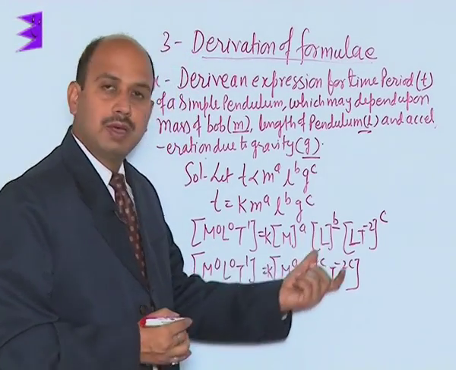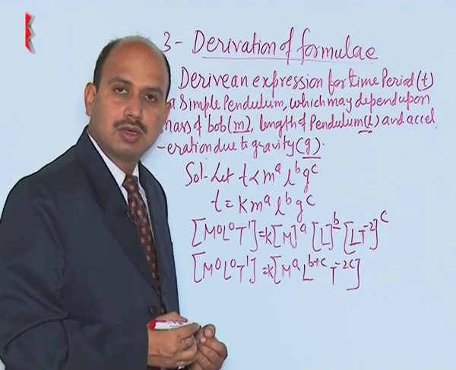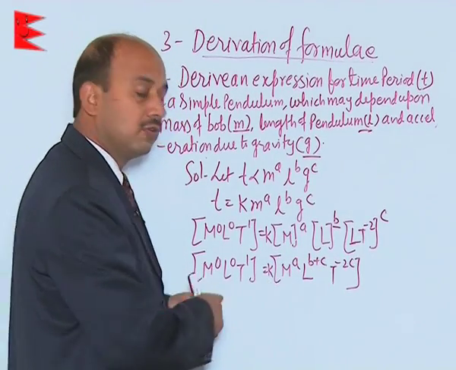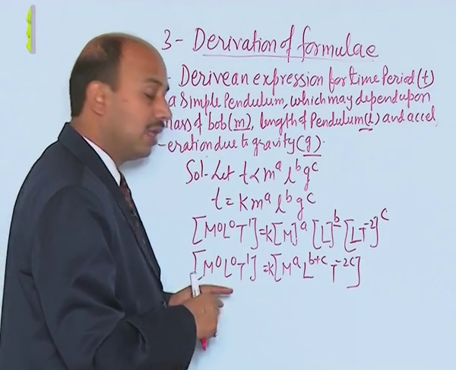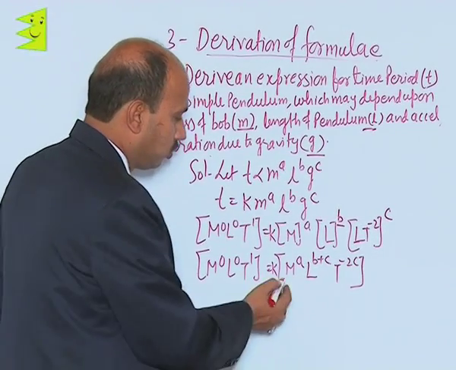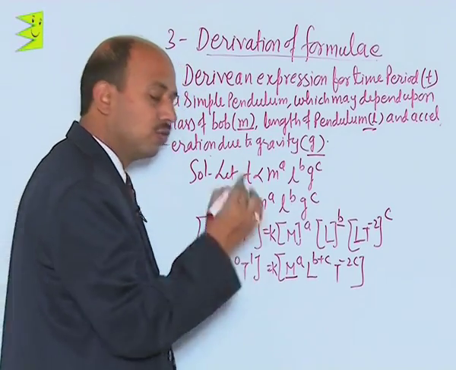Bases are the same, so exponents can be added. Now, on both sides, apply the principle of homogeneity. In this case, if the bases are the same, their exponents are equal. So, here M raised to power a, and here M raised to power 0.